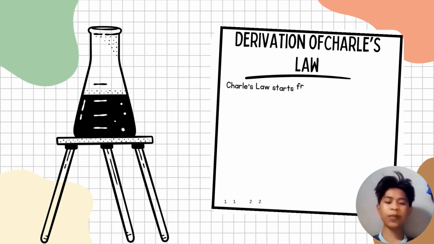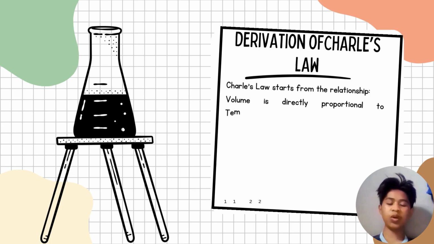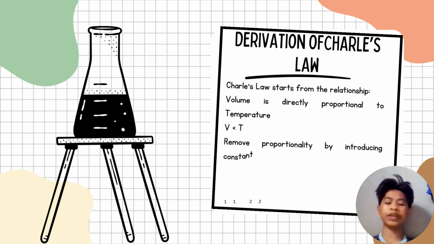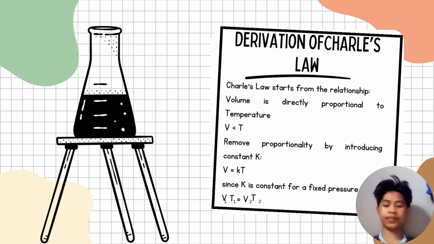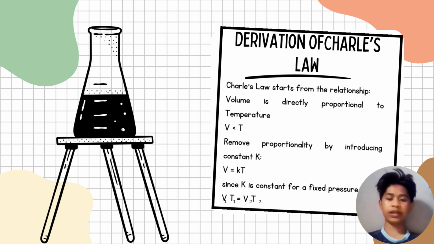Volume is directly proportional to temperature. If temperature goes up, the volume goes up too. Volume is proportional to temperature. We multiply by a constant to remove proportionality. The ratio of volume to temperature is constant. So, if we know the first volume and temperature, we can find the second.